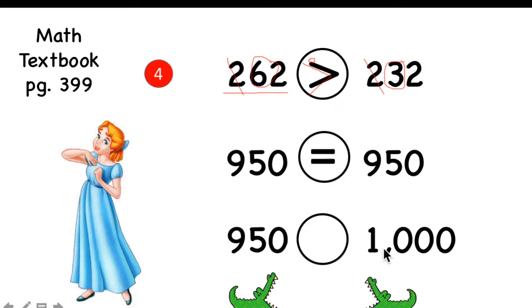950, 1000. Do you remember what I told you? If you have numbers with 3 digits and numbers with 4 digits, the number that has more digits is greater. So here, 950 has 3 digits. 1000 has 4 digits. Which number has more digits? 1000. That means 1000 is greater. Which crocodile will eat it? This one. His mouth will open this way.